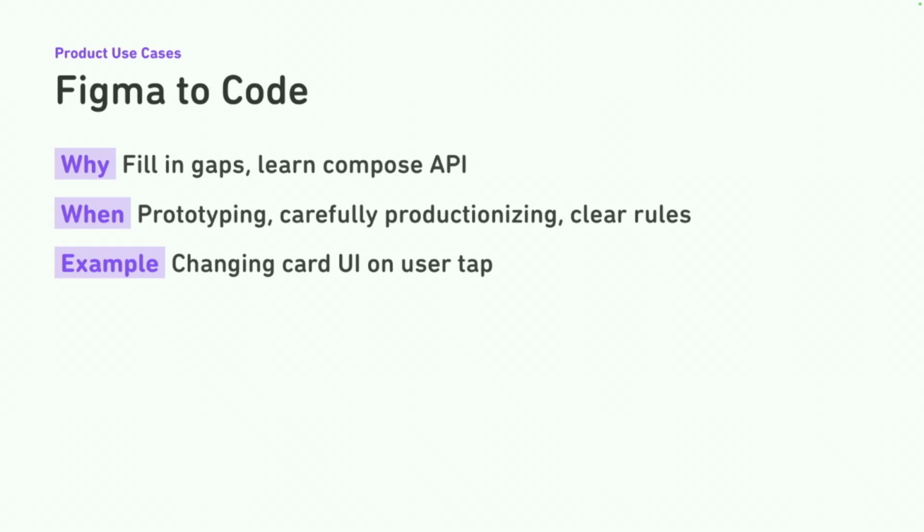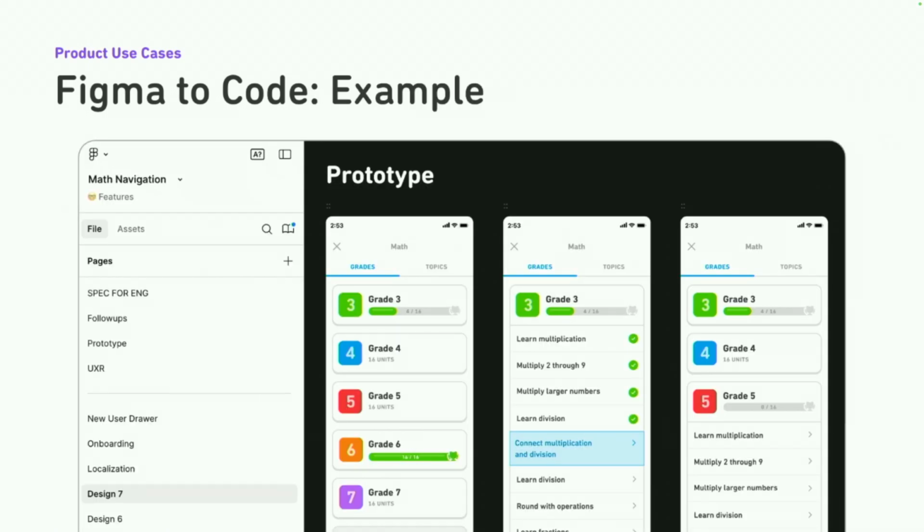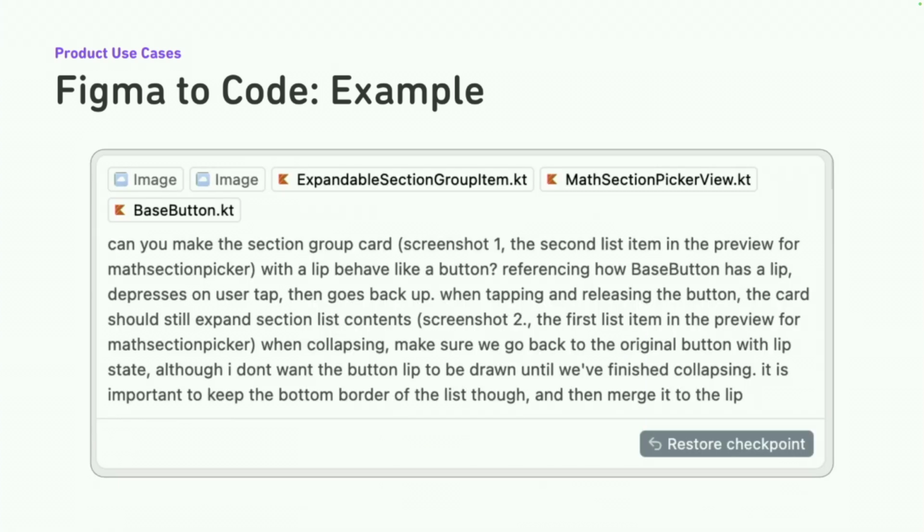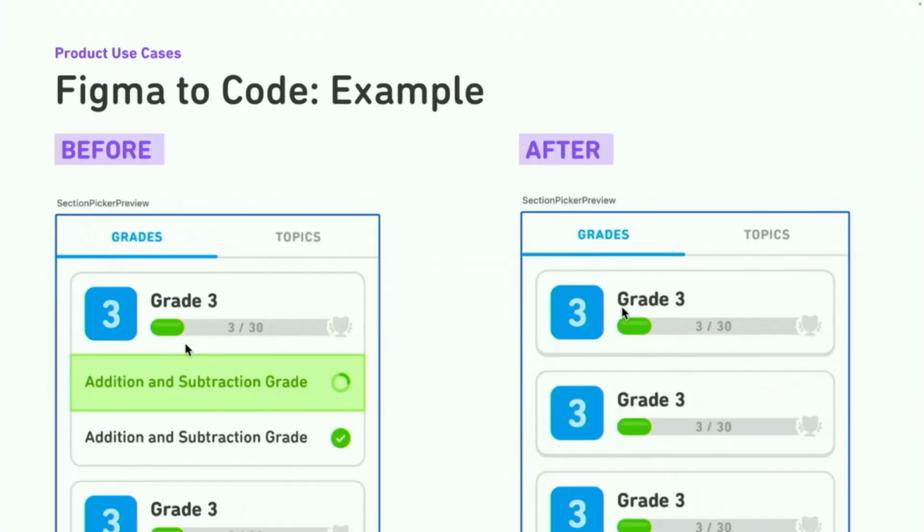Now, we'll walk through an example for changing card UI on user tab. Going off a math course Figma on its 7th prototype iteration, 7th and final actually. Here's our prompt in Cursor. Specifying content that Amy mentioned could be in the form of images. Also with files for reference. And noting the important and specific behavior that we want, being very clear about it.